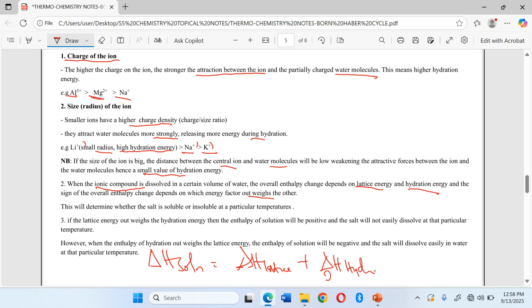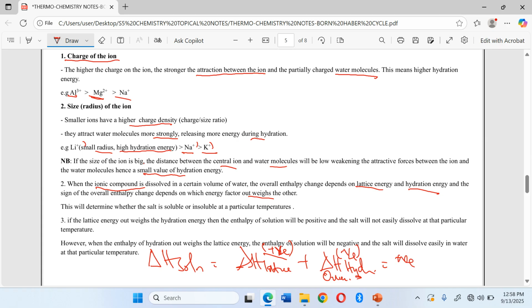So if this outweighs, we say that this is negative. Then lattice can be negative or positive. So in this case, it is positive. So if the lattice becomes higher than hydration, the overall enthalpy will be positive.